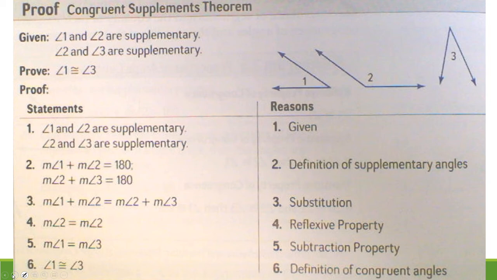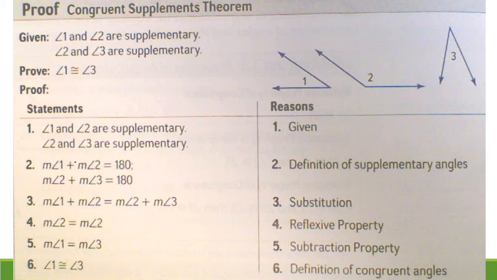This is a more geometric proof that we're getting to. It says assume that 1 and 2 are supplementary, and assume that 2 and 3 are supplementary. Prove that 1 is congruent to 3. So this is actually proving the theorem we just talked about. This is actually why it works. Angle 1 and 2 and angle 2 and 3 are supplementary. That's our given. So 1 plus 2 is 180, and 3 plus 2 is also 180.